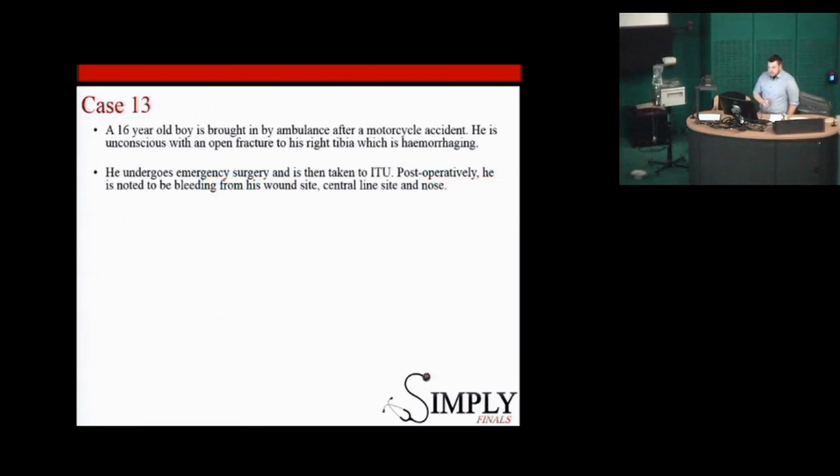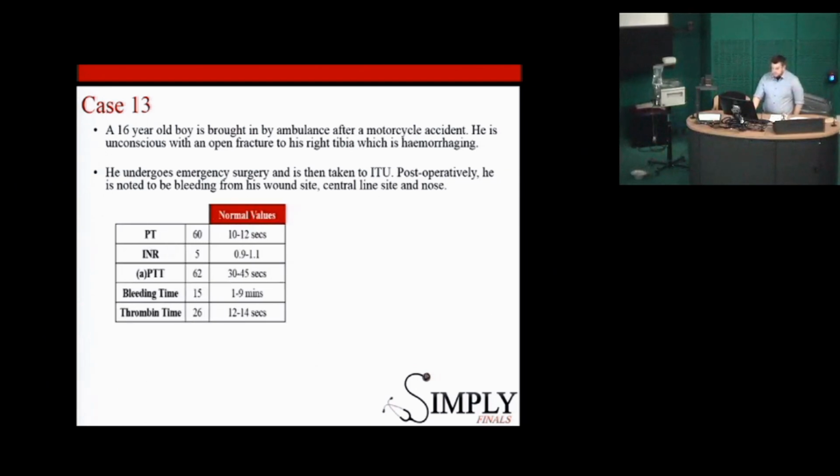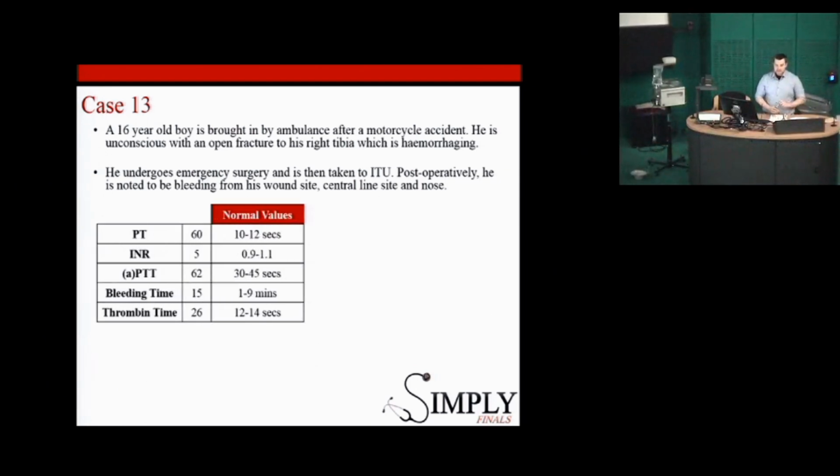Good. So a 16-year-old boy is brought in by ambulance after a motorcycle accident. He is unconscious, he has an open fracture, which is hemorrhaging. He undergoes surgery and then taken to ITU. Post-operatively, he is noted to be bleeding from his wound site, the central line site, and his nose. What are we worried about here? Is that consistent with DIC?